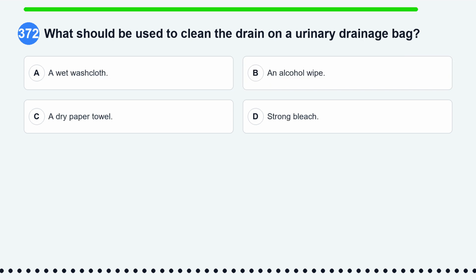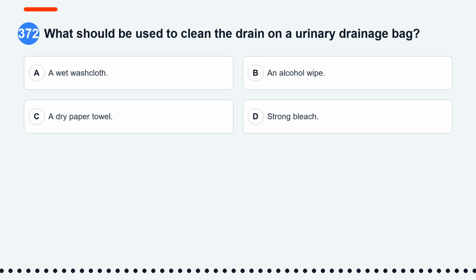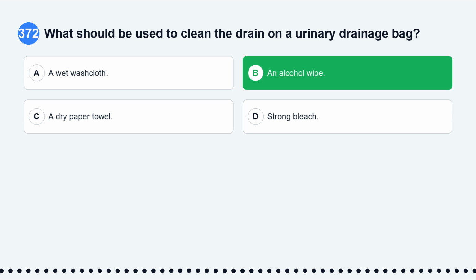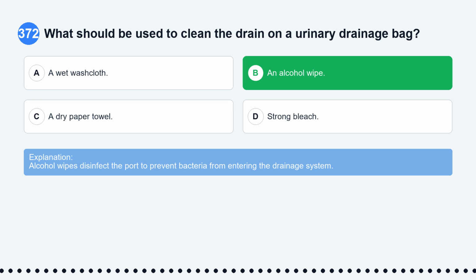Question 372. What should be used to clean the drain on a urinary drainage bag? Option A, a wet washcloth. Option B, an alcohol wipe. Option C, a dry paper towel. Option D, strong bleach. The correct answer is option B, an alcohol wipe. Alcohol wipes disinfect the port to prevent bacteria from entering the drainage system.